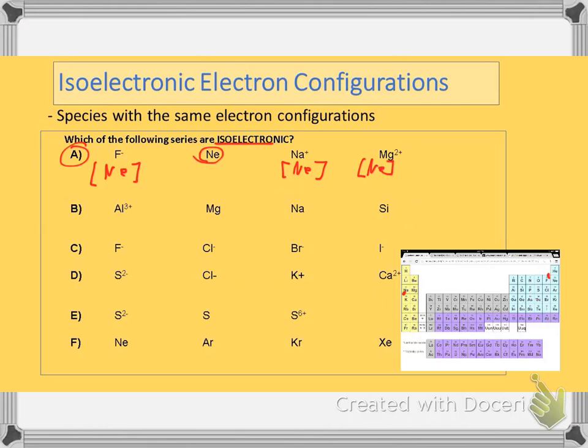Alright, let's take a look at B. In B, I have 3 elements that are not ions, neutral elements, and there is no way they are going to have the same electron configuration. So B is not isoelectronic. If I look at C, I have 4 different elements, all with a -1 charge. Again, just like B before it, there is no way that's going to be isoelectronic. They're going to have different numbers of electrons because they've all gained 1 electron. Okay, so C is not isoelectronic.